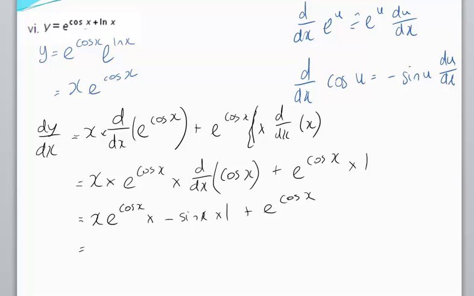we multiply this through, so here by negative signs we're going to have negative x e to the cosine of x multiplied by sine of x plus e to the cosine of x.